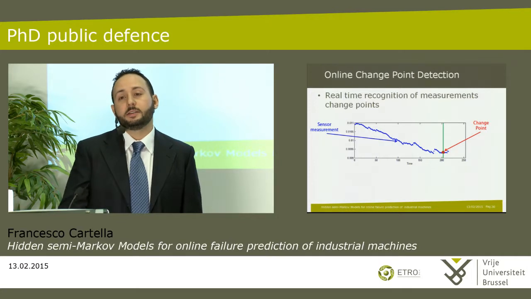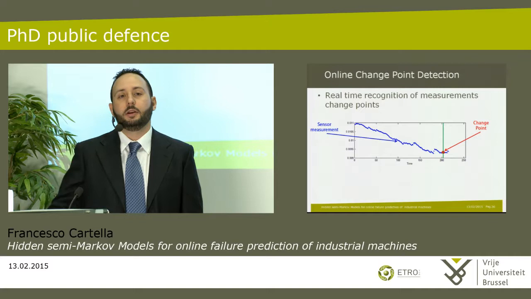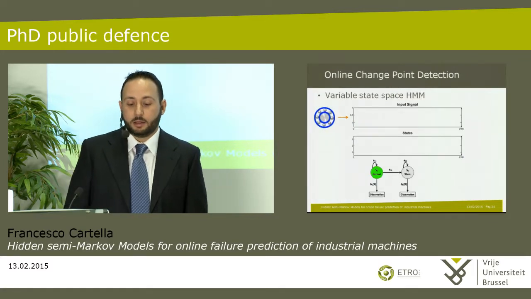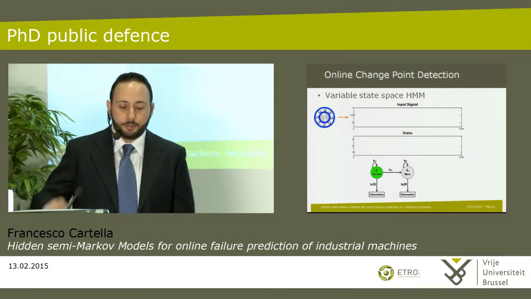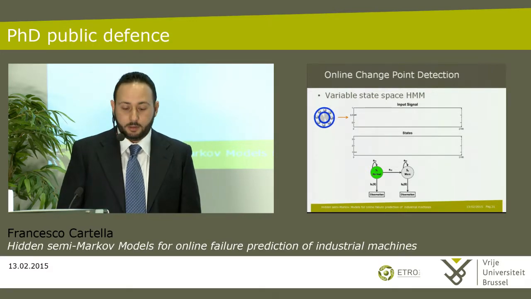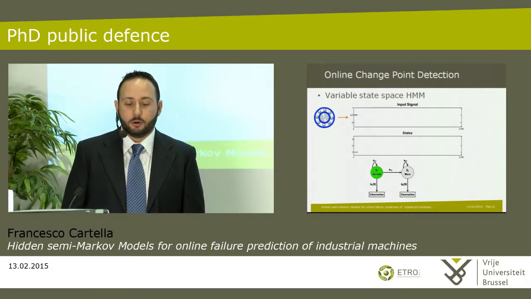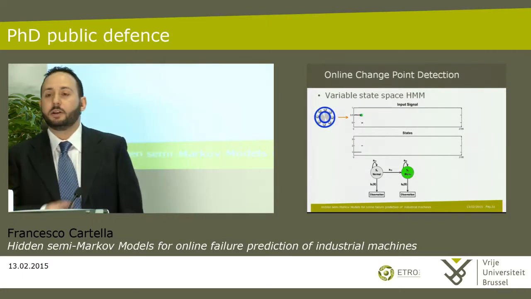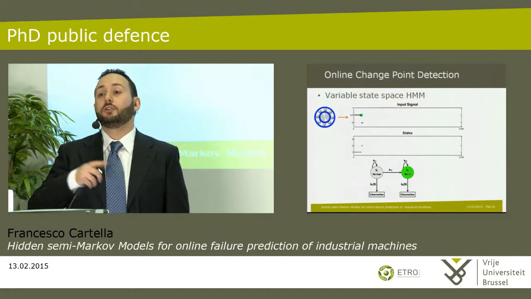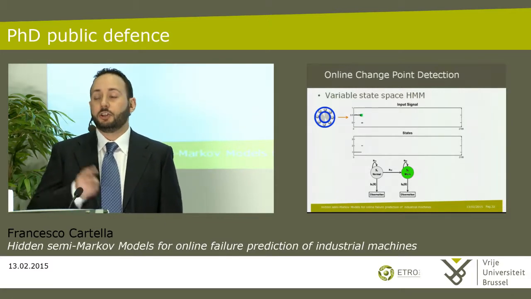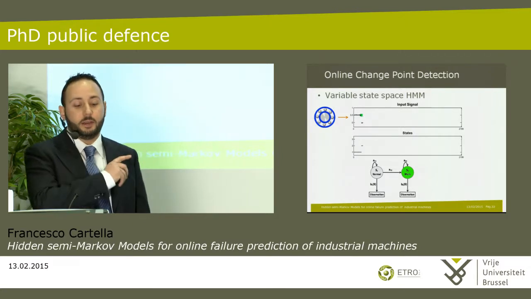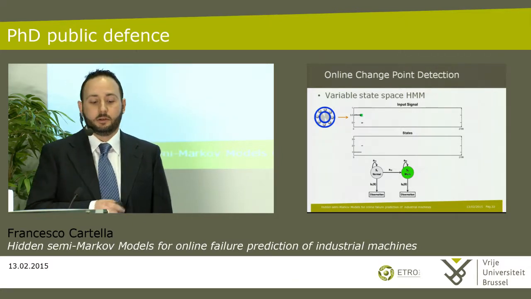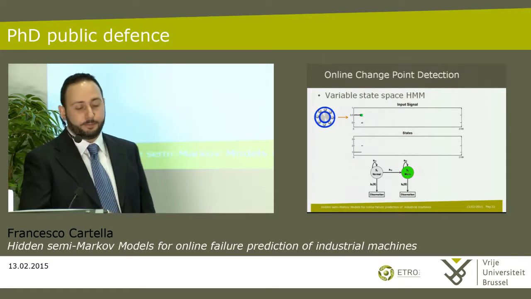So in order to test this methodology, we apply this online change point detection algorithm on a bearing that in the end fails. And as we can see from this small animation, at the beginning, the original two-state hidden Markov model is able to correctly recognize the first two conditions. And when the bearing switches from condition 1 to condition 2, the online change point detection algorithm is able to recognize this event, as we can see from this green cross.